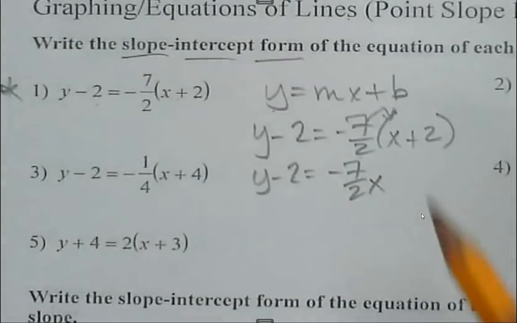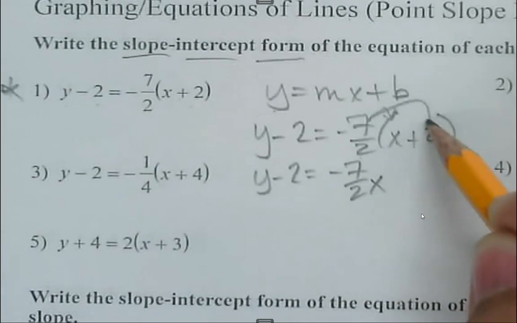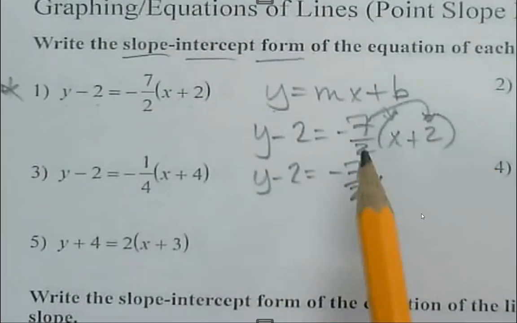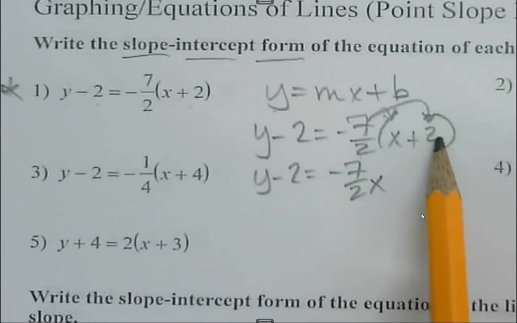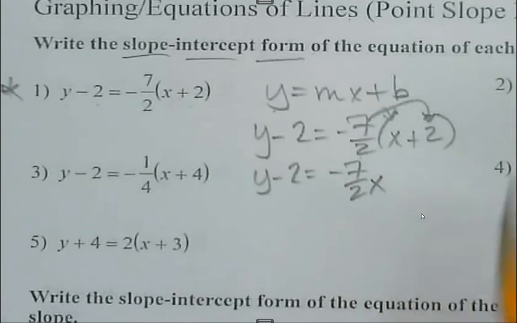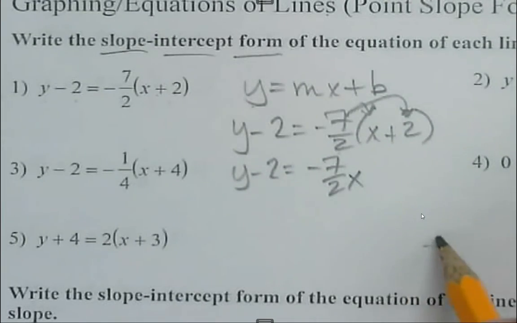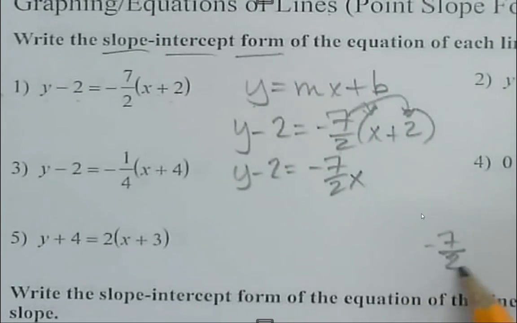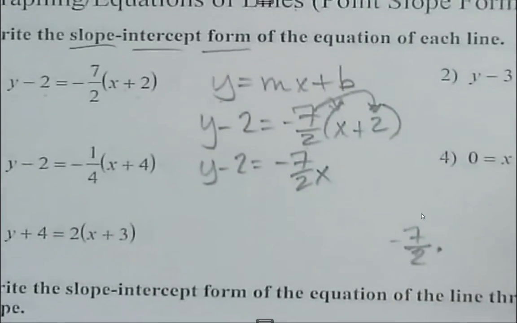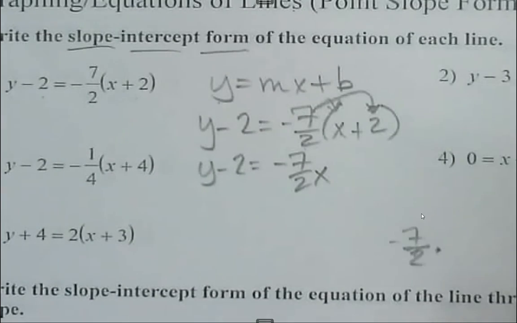The harder part, the more difficult part probably for you guys, will be this part, because I also have to distribute this -7/2 and multiply it times a 2. So I'm going to move right down here, -7/2 times 2. Now remember when we did this before, we talked about fractions. You can make any number a fraction. So if I have a +2, I can write that as 2 over 1.